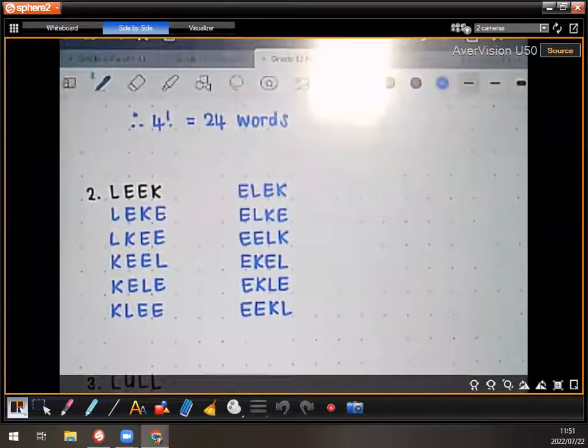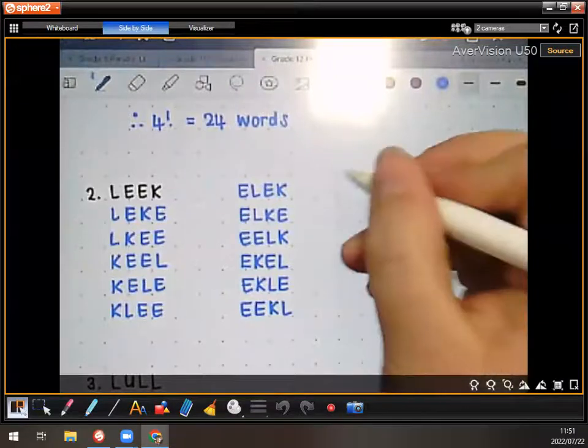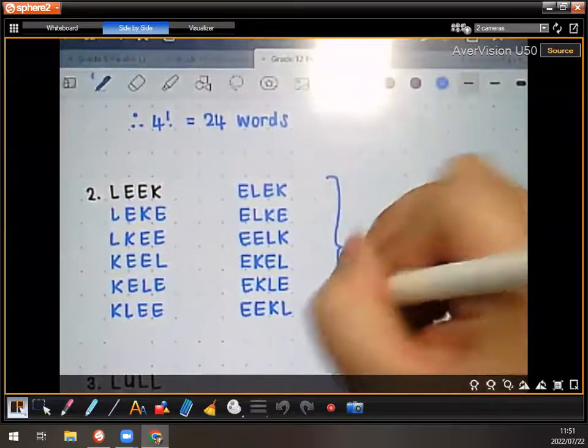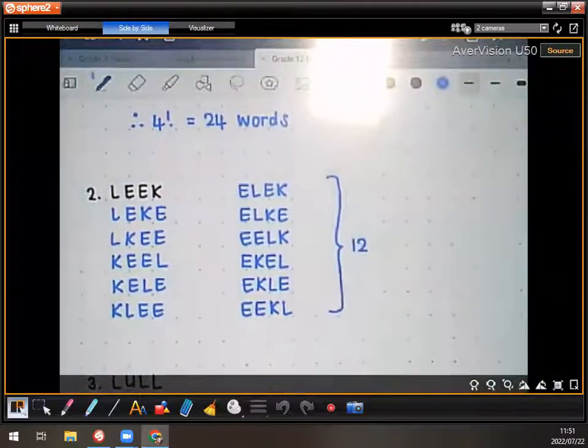Now, the reason why I've done these two examples, maybe I'll just give you a chance to copy all of those down quickly if you have them. They are 12.